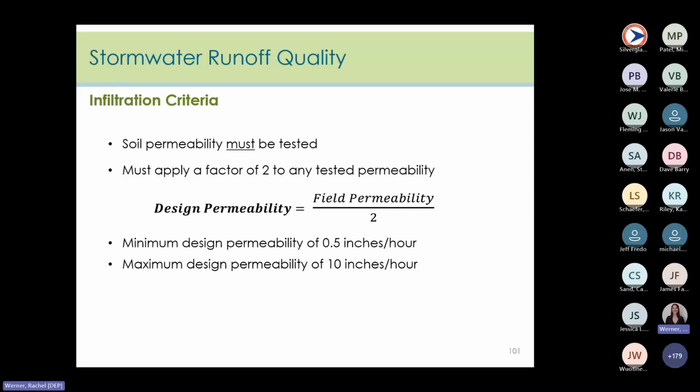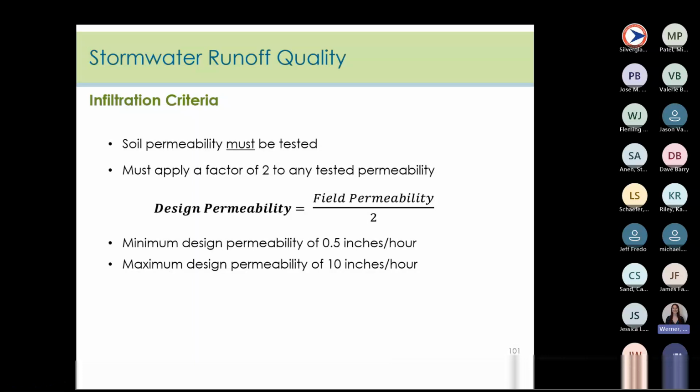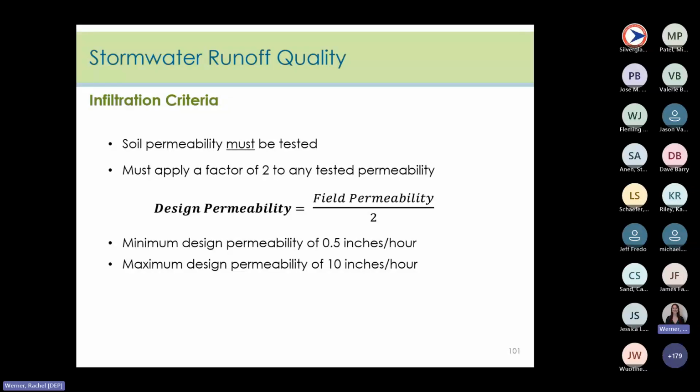First and foremost, the soil permeability must be tested. It cannot be assumed. It must be tested in accordance with Chapter 12 of the BMP manual. After it's tested, a factor of safety of 2 must be applied to this field permeability to get the design permeability. And then this design permeability must be between 0.5 and 10 inches per hour. If it is less than 0.5, you cannot use an infiltration BMP without soil amendments.